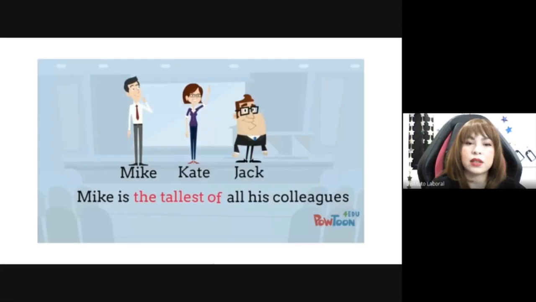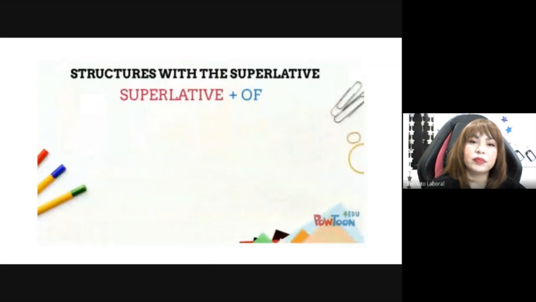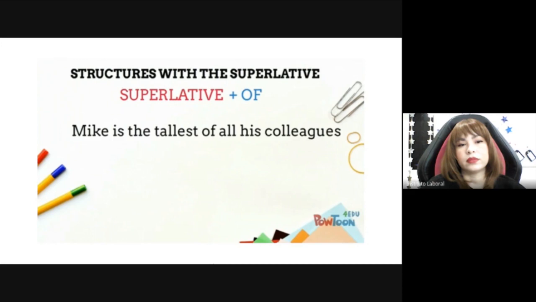Mike is the tallest of all his colleagues. Jack is the most experienced of all. There are some more or less fixed structures with superlatives. For example, a superlative plus the preposition of when we talk about a representative of some group. For example, Mike is the tallest of all.